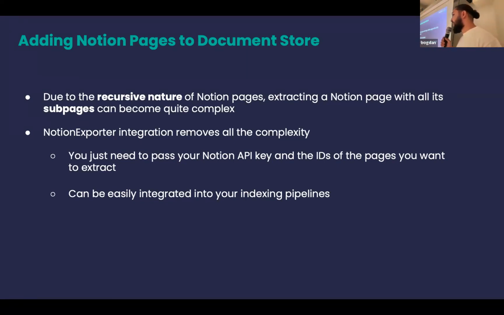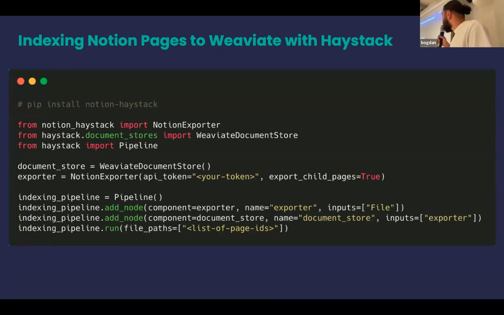This is some custom component that I wrote that does all this complex stuff for you. So you just need to pass your Notion API key and the IDs of the pages you want to extract, and it does it automatically for you. And this Notion exporter component can also be integrated into Haystack's indexing pipelines. So this makes things easier. And this is basically an example of how you would then integrate your Notion pages.